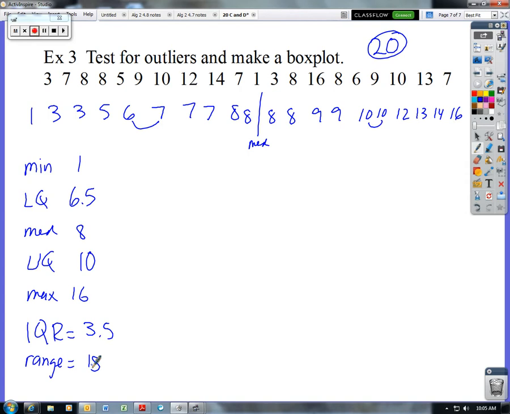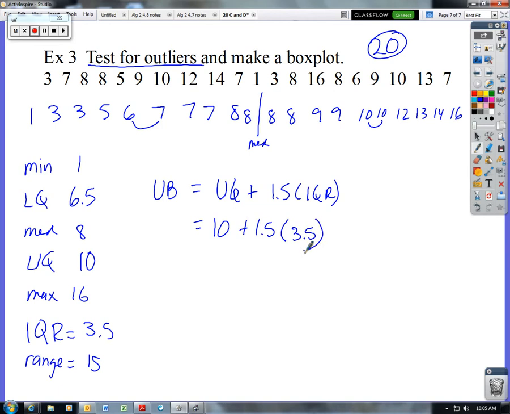The not the box plot. We are going to check for outliers, so we're going to use the two formulas. We need to find our upper bound. I'm going to abbreviate that upper bound. And if you remember, that's going to be the upper quartile plus 1.5 times the IQR. So my upper quartile is 10 plus 1.5 times 3.5. And I've worked that out ahead of time. That is 15.25.